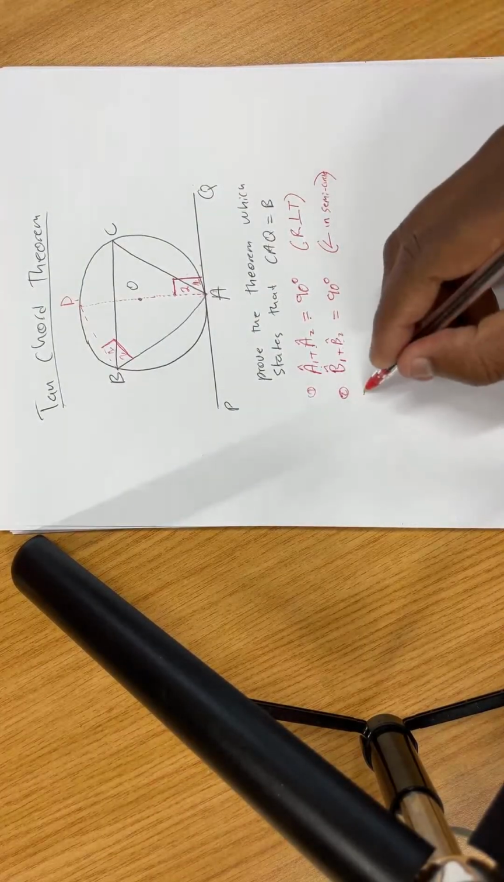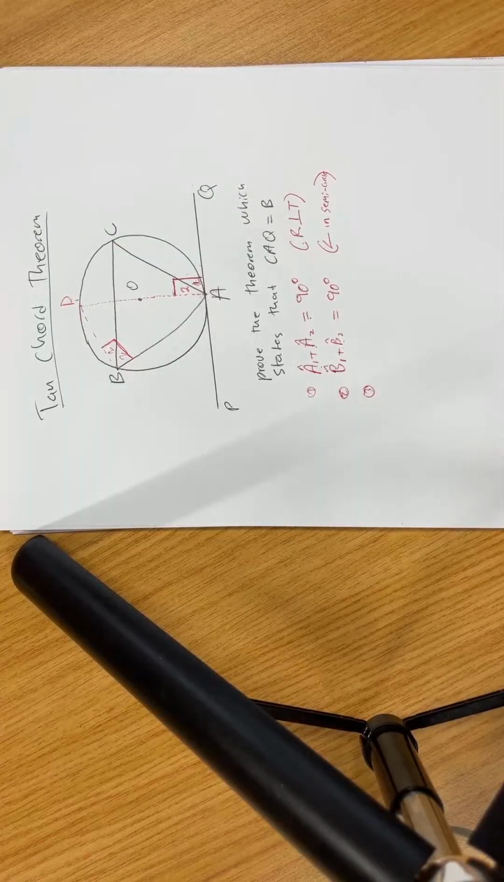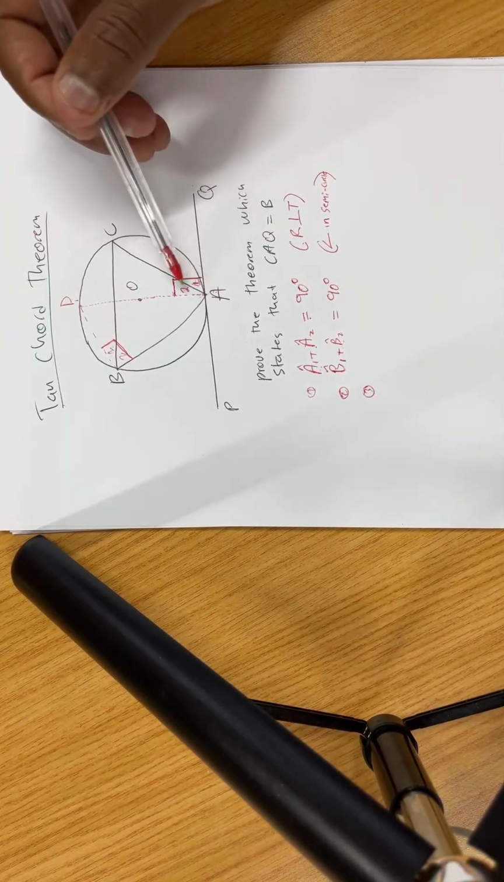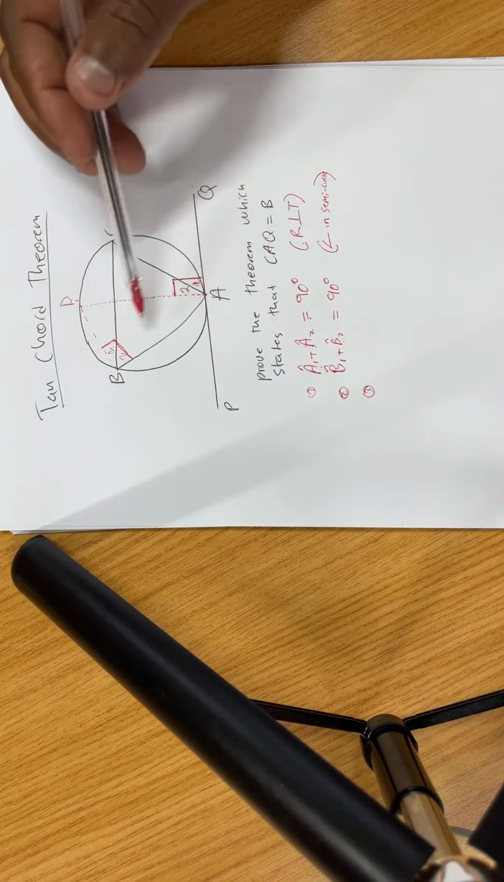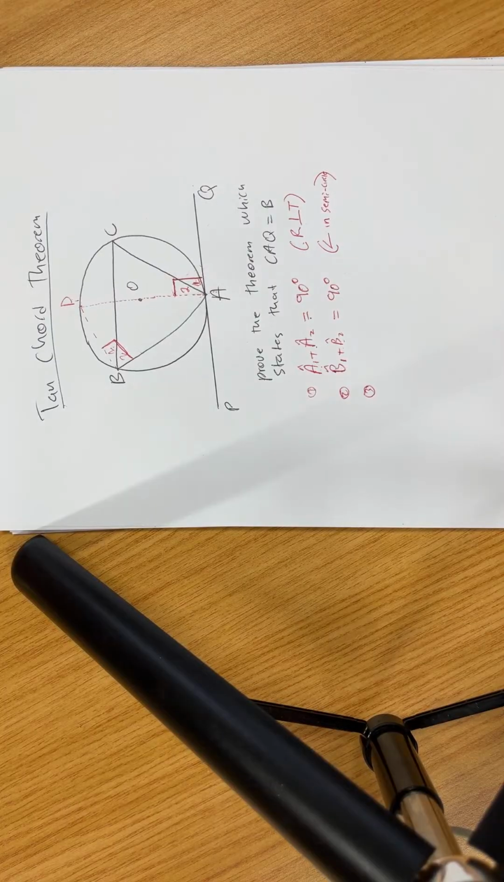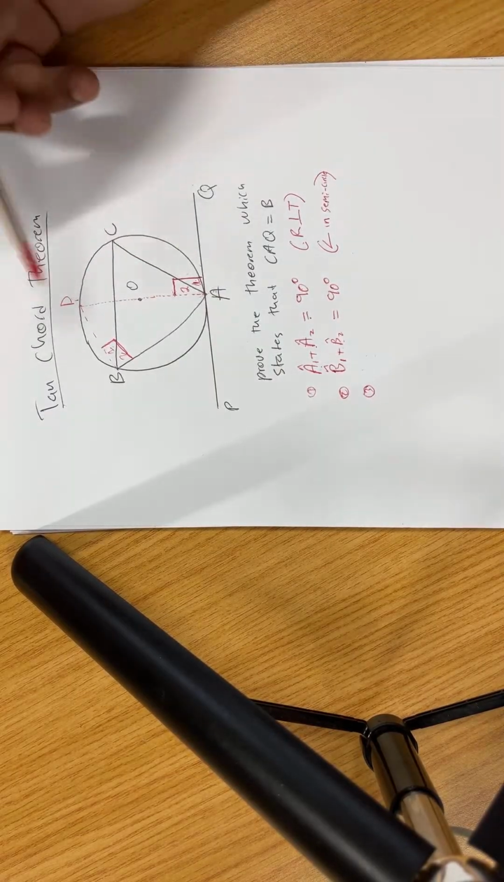Number 3 says we are proving that angle A1 plus angle A2 equals 90, and B1 plus B2 equals 90. So we can conclude that angle A1 plus A2 is equal to angle B1 plus B2, right?